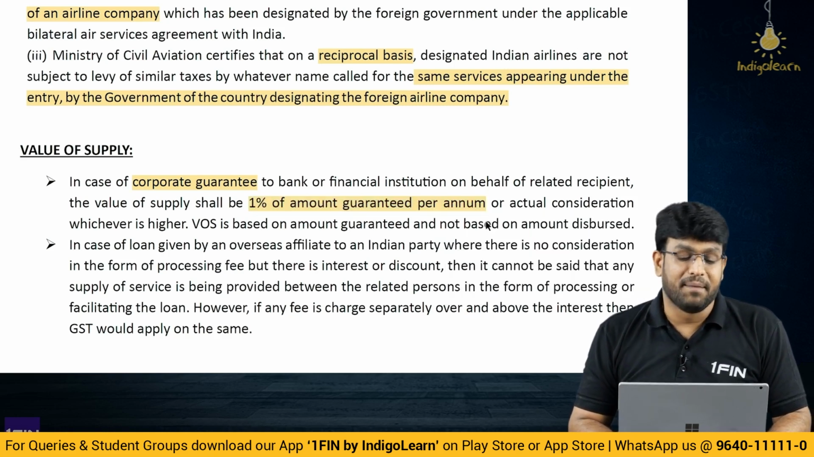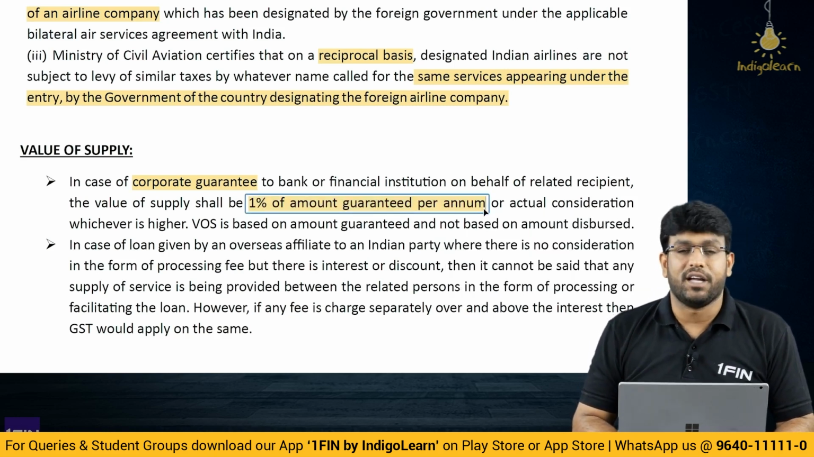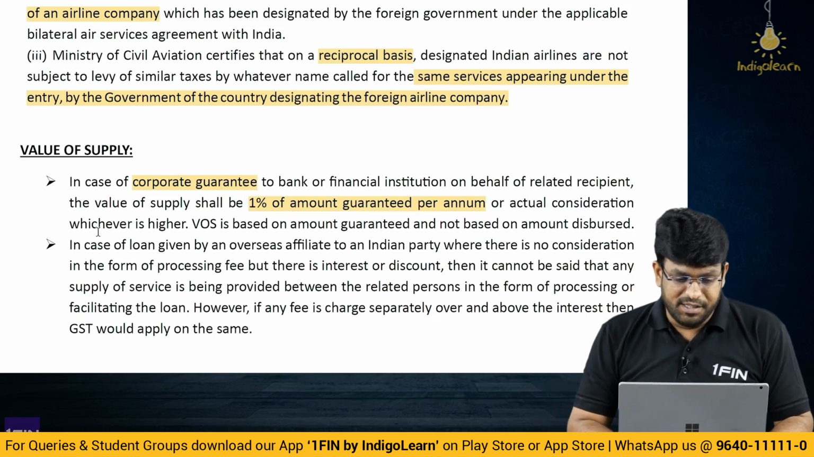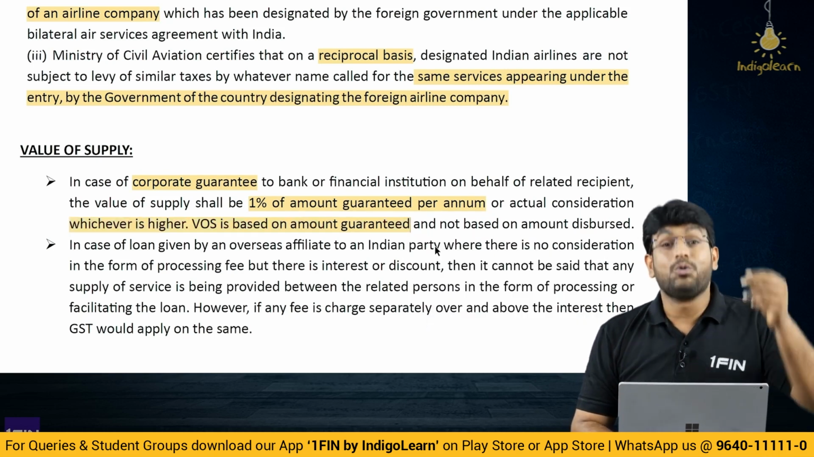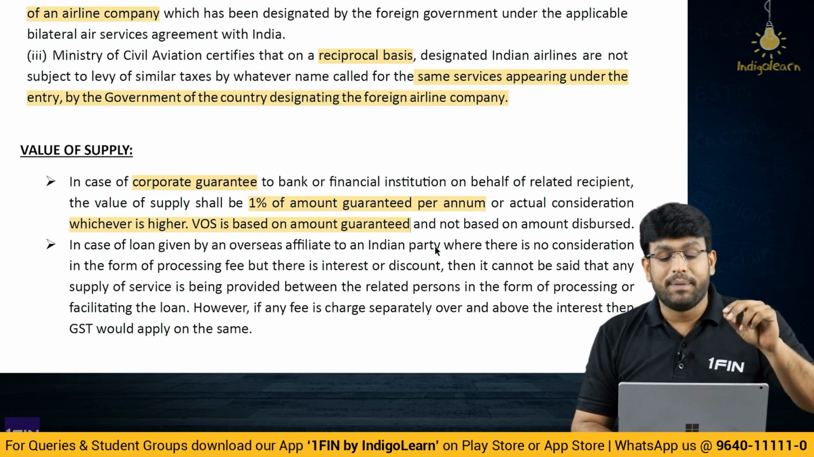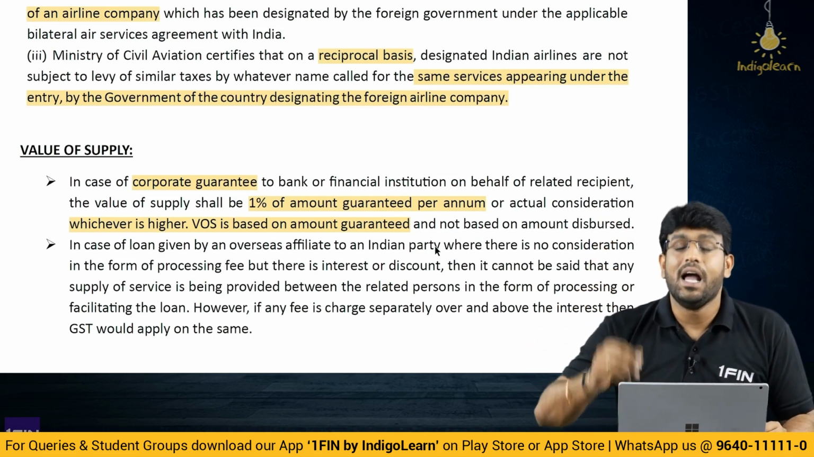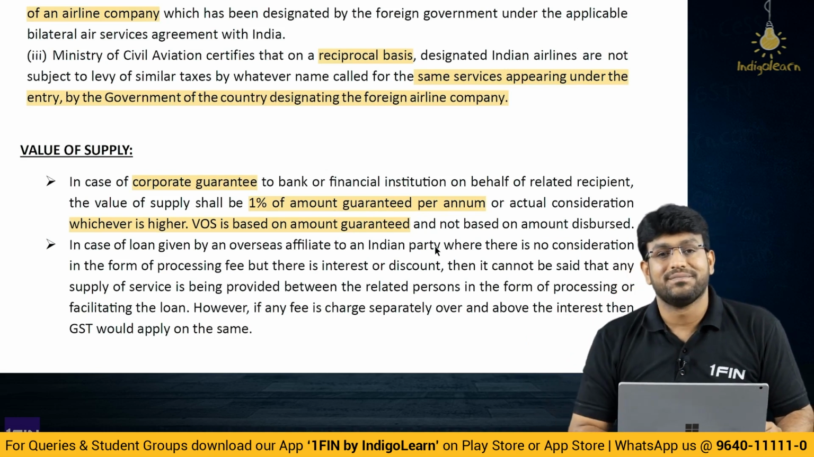1% is per annum. If it is 6 months, you take 0.5%. If it is 7 months, then you take 1% into 7 by 12. Or actual consideration, whichever is higher. And value of supply is based on amount guaranteed and not based on amount disbursed. Amount disbursed is not the criteria. Amount guaranteed is the criteria.